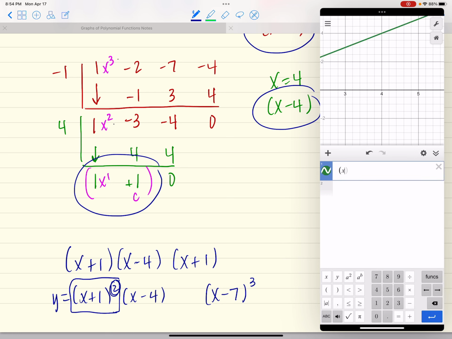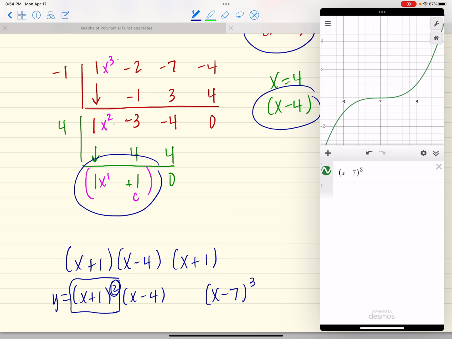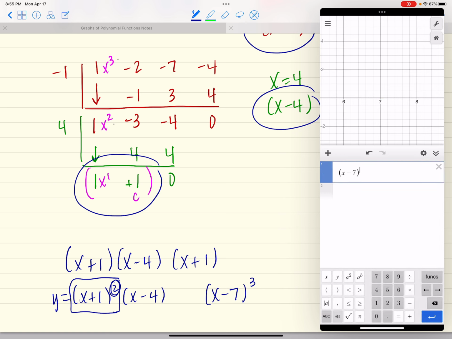X minus 7 to the, oops, I said 7. 7 to the third power exponent. There we go. And over here at 7, there's that cubic behavior at that x-intercept. Again, let me make this a 2. There's quadratic behavior at that intercept. Let me make this a 5. There's fifth degree behavior at that x-intercept. Let me keep it as a 1. There's linear behavior at that x-intercept.